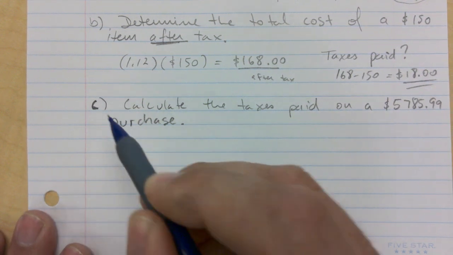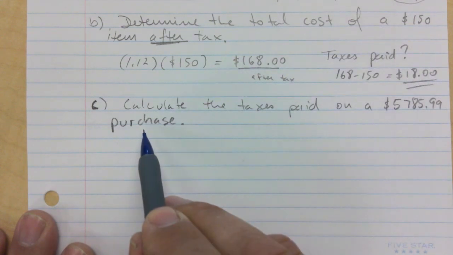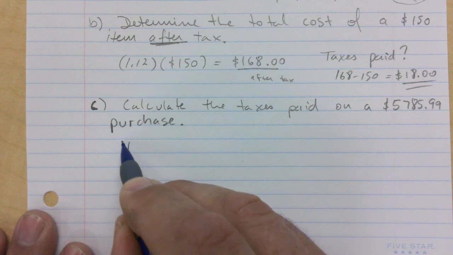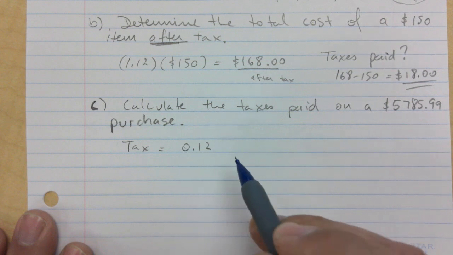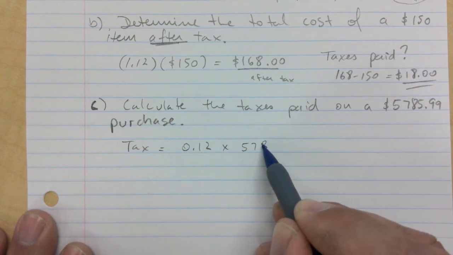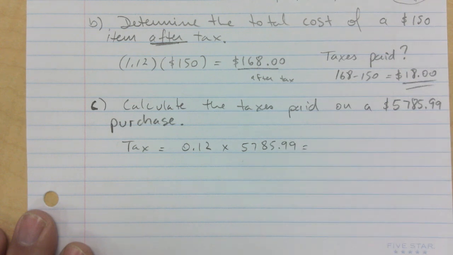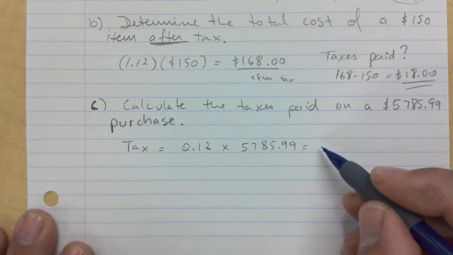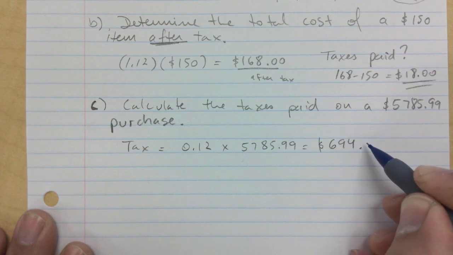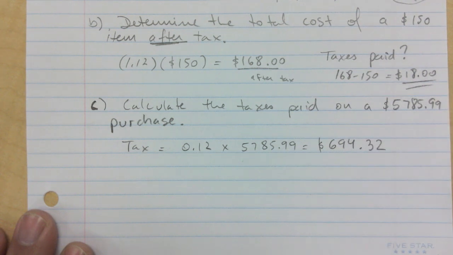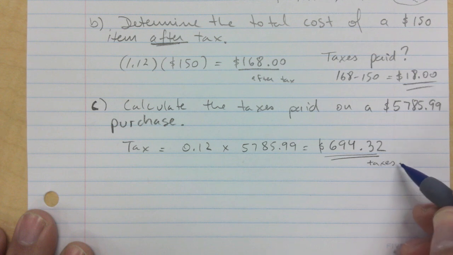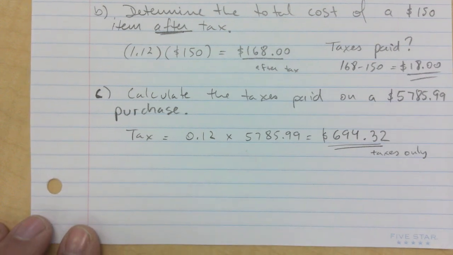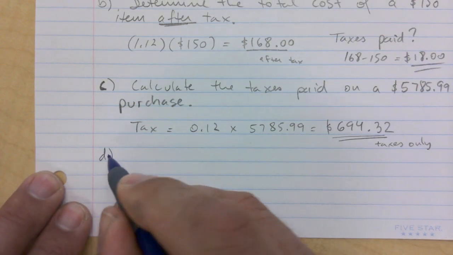Okay, so calculate the taxes paid on this purchase. So all we need is the taxes. So the tax would be 0.12. Watch that it's just 0 because you just want the taxes, right? Times 5785.99. And so we figure that out. That's $694.32. Okay, so that's just the tax. Taxes only. So you got to watch out for the wording of the question. Okay, so D.